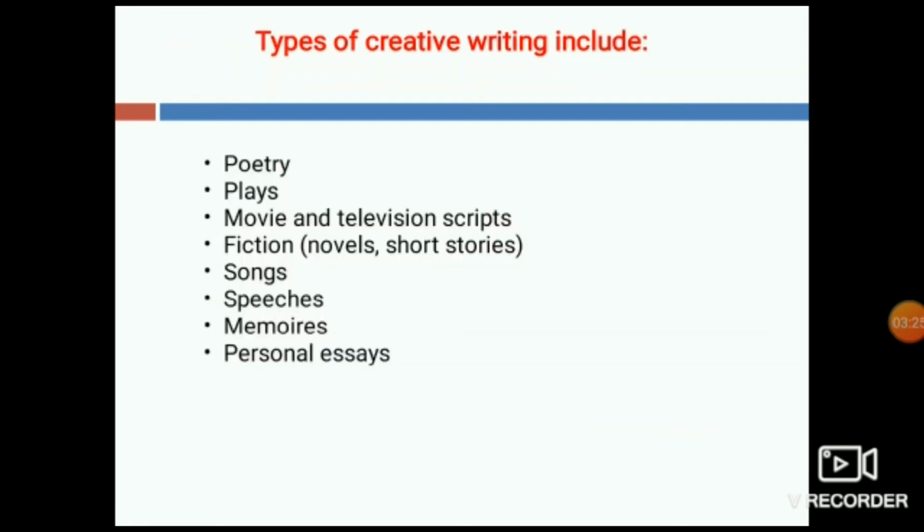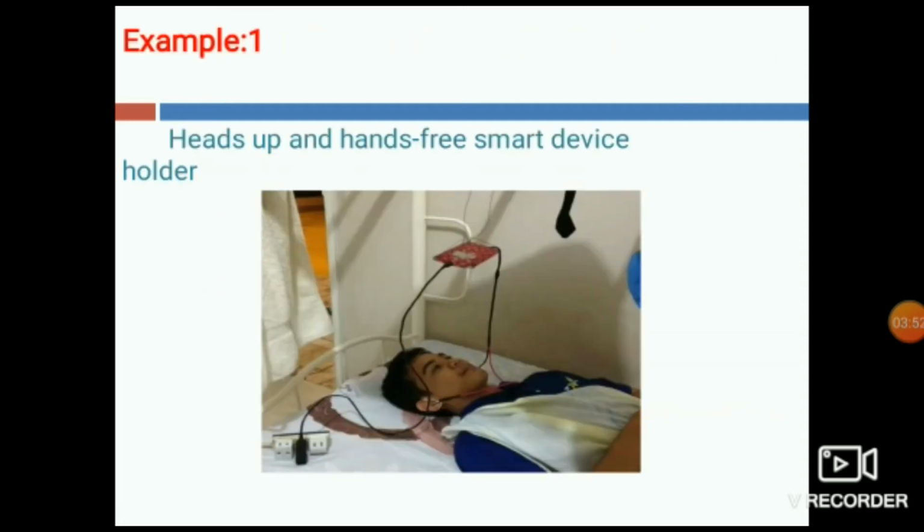And next slide is what? Types of creative writing include. What are the types? Poetry, plays. We have to write creative thinking these. Poetry, plays, movies and television scripts. And fourth one is what? Fiction, novels, short stories. And next, songs, speeches, memoirs, and finally personal essays. These are the uses of creative writing. Next one. So we have to take some examples.